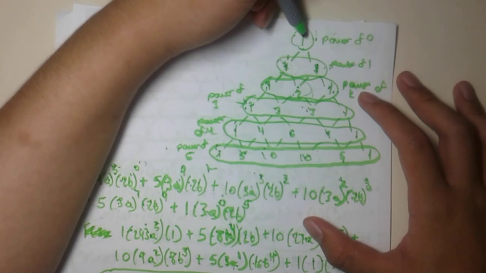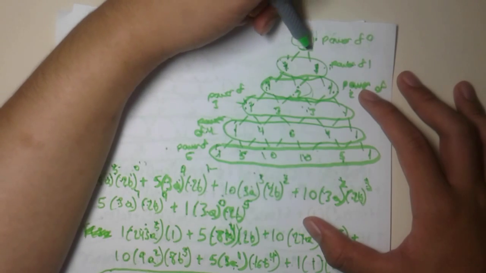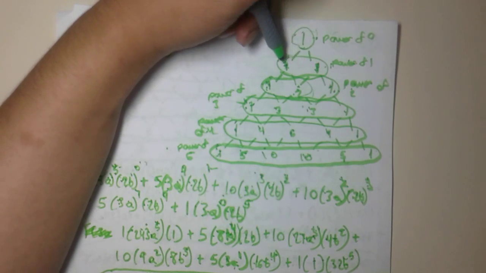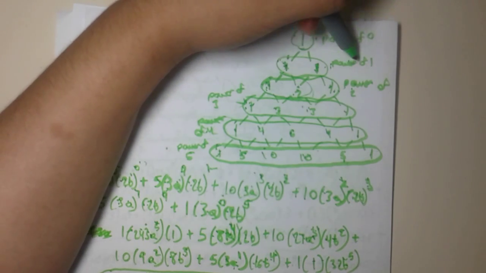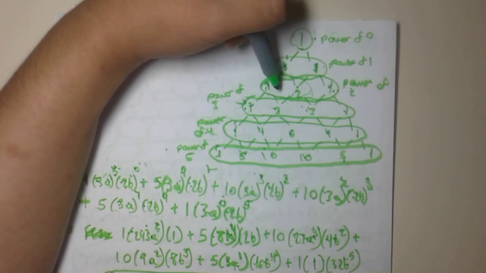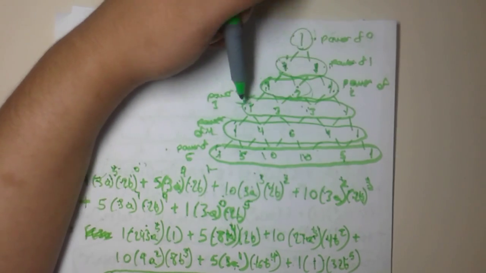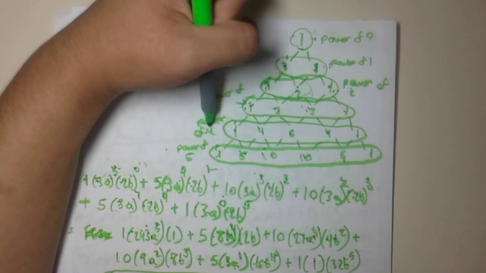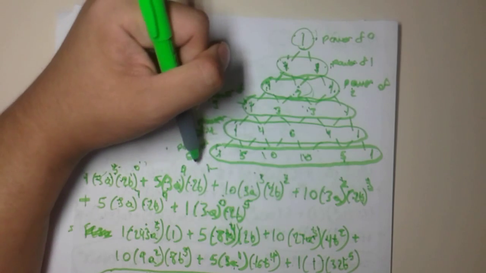These numbers also represent coefficients of binomials to the power of... this one represents coefficients of binomials to the power of 0. This row represents coefficients of binomials to the power of 1. This row represents the power of 2. This row, the power of 3. This row, the power of 4. This row represents coefficients of binomials to the power of 5.